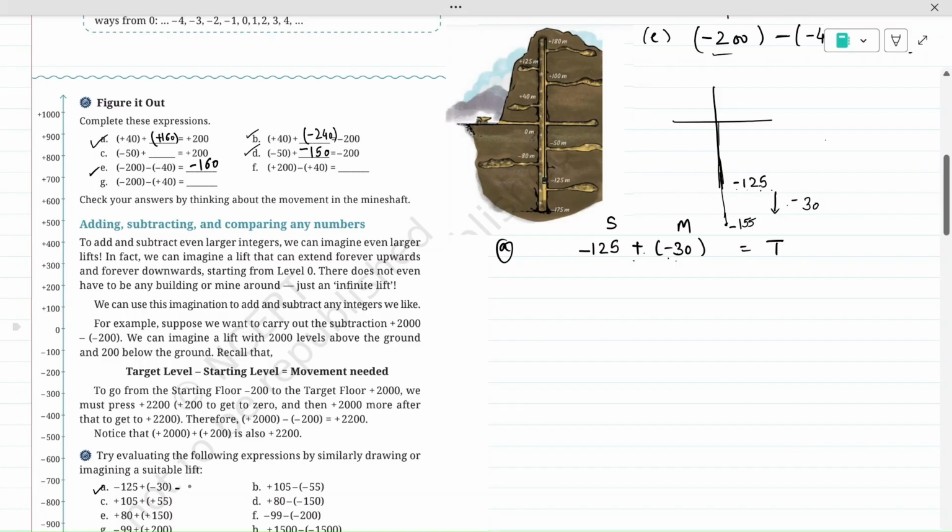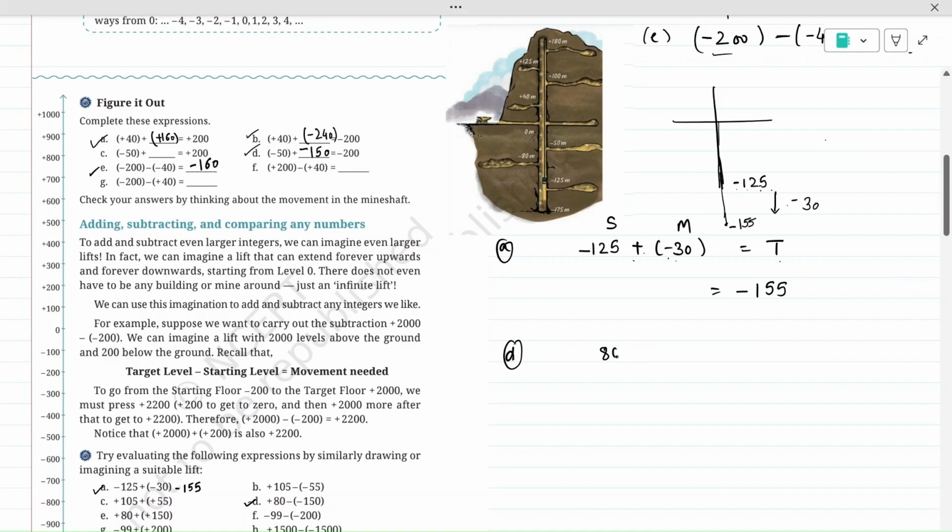So here, kids, we will get minus 155 as the answer, because addition is given to us, movement is given to us, starting point is given to us, and we have to find the target, which is minus 155 in this question. Okay.